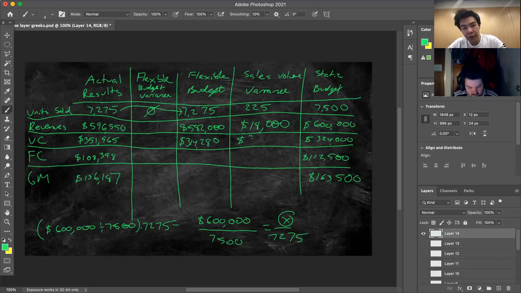And this is going to be 300.9. Yeah, 314,280. Okay, yeah, that's what I got. And then fixed costs are going to stay the same because fixed costs, they don't change. Okay. And then what we want to do is, let's look. Basically, we're going to go down and do revenue minus variable cost minus fixed cost to get our GM.